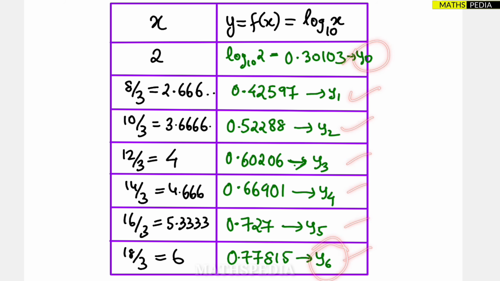This is the last value. This last value corresponds to the upper limit of the x value. So x equal to 6 is the value, and for that we have got y6. So y7 I cannot consider because it is not there in the table. So in the formula we have to stop at y6. After that, all the values will be 0.